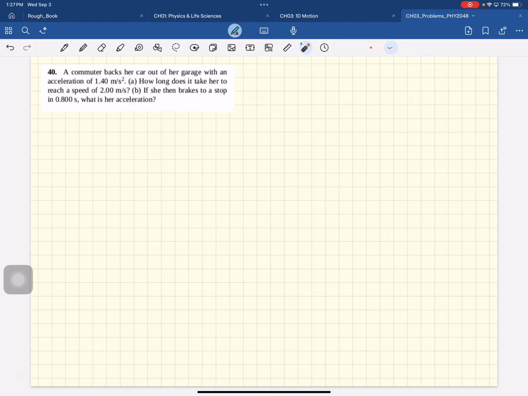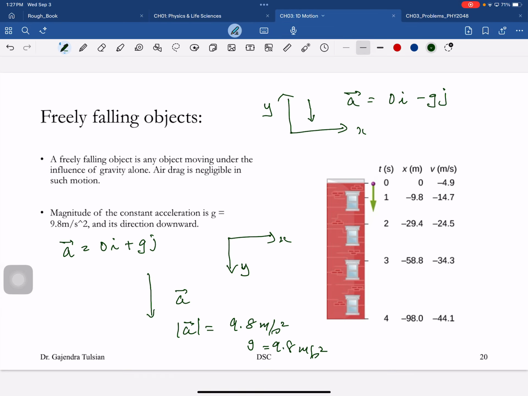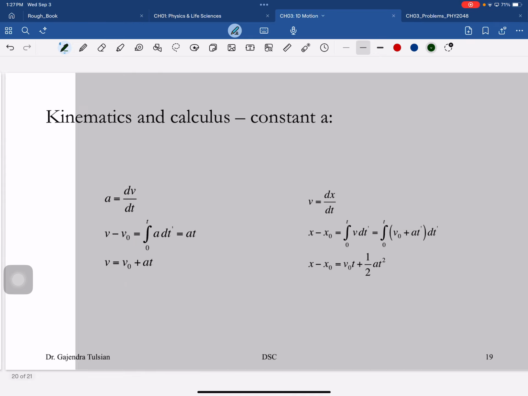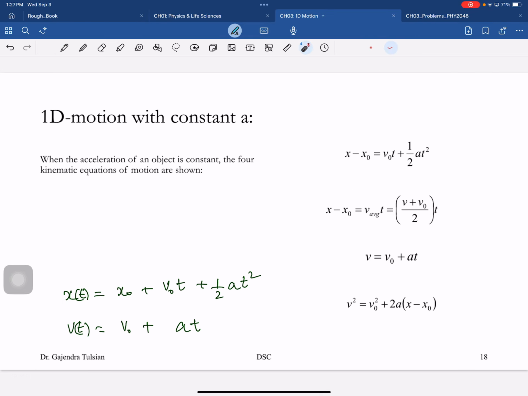All right, so this problem says a commuter backs her car out of her garage with an acceleration of 1.4 meters per second squared. How long does it take her to reach a speed of 2 meters per second? All right, so part A. And you'll see that in a lot of our problems, we'll be using these four kinematic equations.